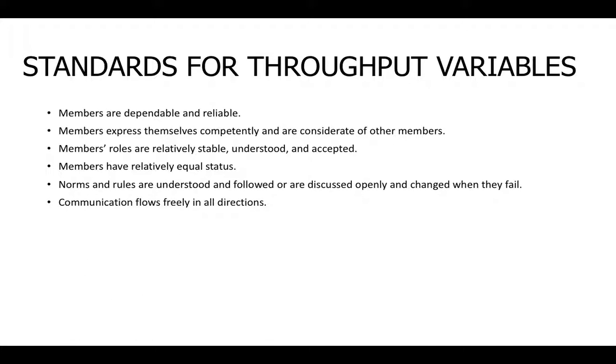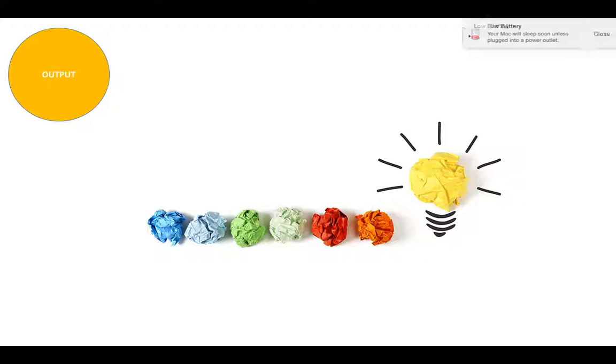Make sure communication flows freely in all directions. The least powerful member should feel completely comfortable talking to the most powerful member, and vice versa. And finally, make sure procedures are efficient and members contribute to developing them. All of these work together to holistically situate an atmosphere in which throughput can effectively happen, with the end result being effective output. And output variables are anything that is produced by a system.